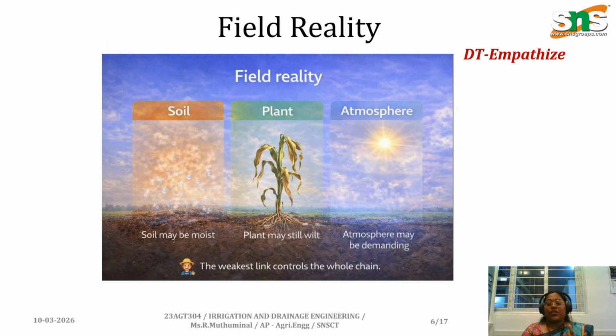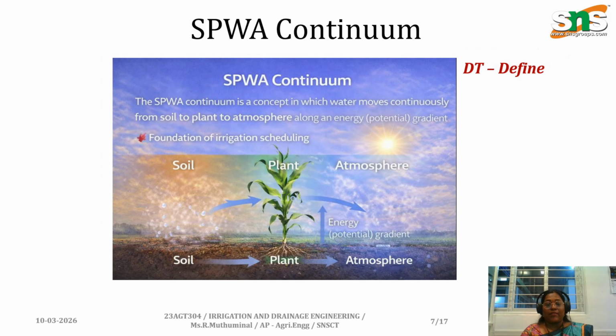In a real agricultural field, the SWPA system operates continuously. Water is present in the soil, which is absorbed by the plant root due to the difference in water potential. Once inside the plant, it moves upward through the xylem tissues until it reaches the leaves. From the leaves, the water escapes into the atmosphere through tiny openings called stomata. This process is known as transpiration. Thus, the soil, plant, and atmosphere behave as a single hydraulic system.